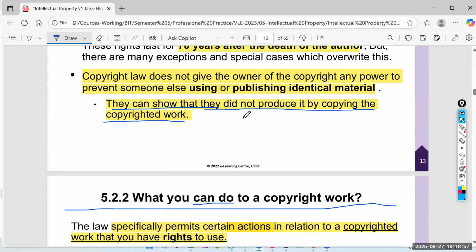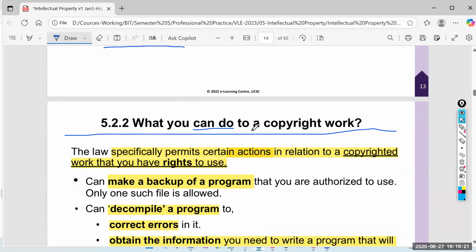Public display, if it is a film or something. Now, what are the things that others have? Say I have the copyrights of a book or software. Now I gave you the software license, or you have a copy of my novel. You have bought it. Now, what can you do with it? So, what can you do with copyrighted work, especially when it comes to IT software?